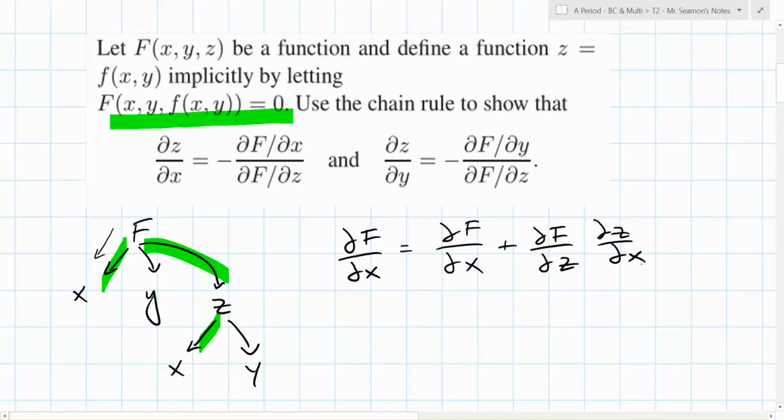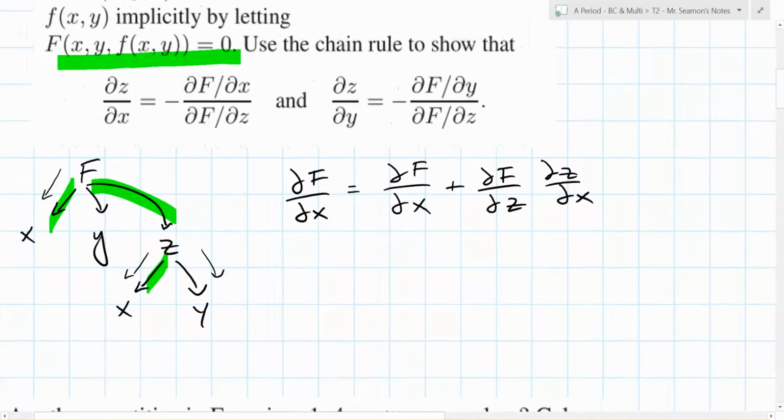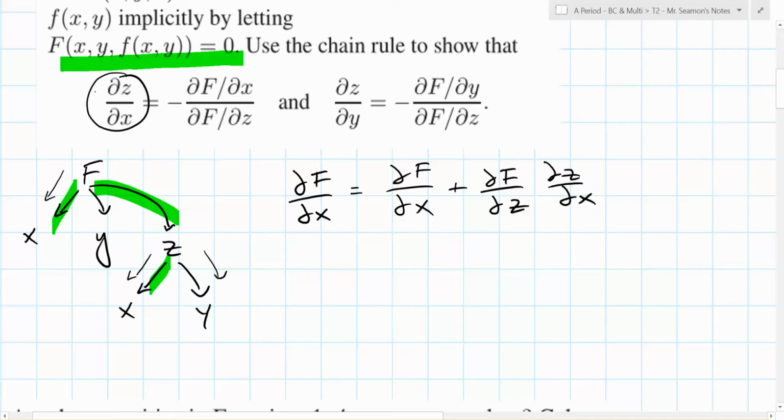Because there's still a choice. There's still a choice right here, right? There's still a choice, so you have to do partial. What's it asking you to isolate right here? It's asking you to isolate partial z with respect to x. So now it's just what?